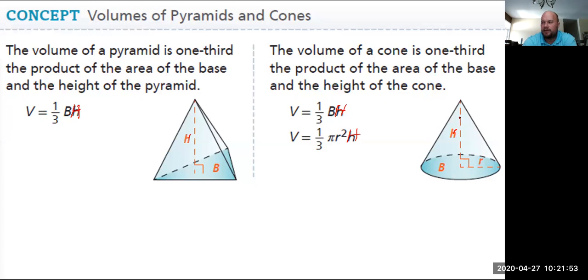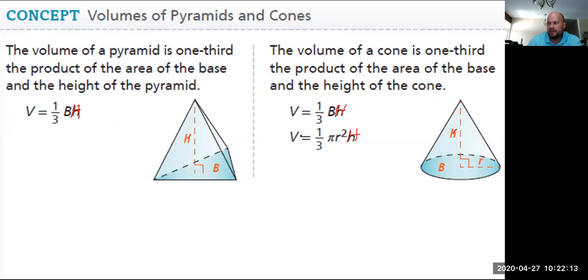So same thing with a cone. With a cone and a cylinder, if you had a cone that had the same base area as a cylinder and the same height as a cylinder, then the volume of that cone would be 1/3 the volume of that cylinder. So these equations are closely related.